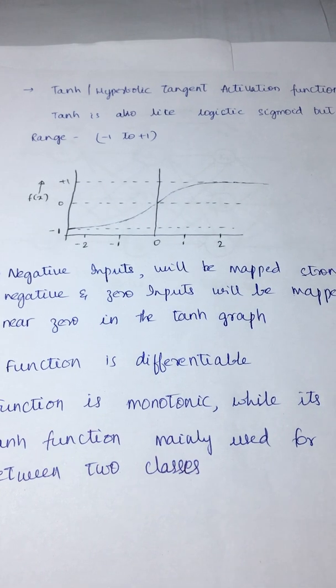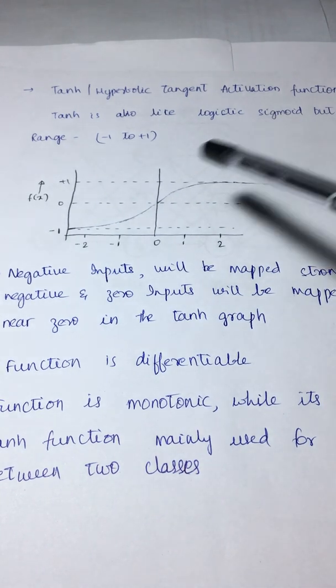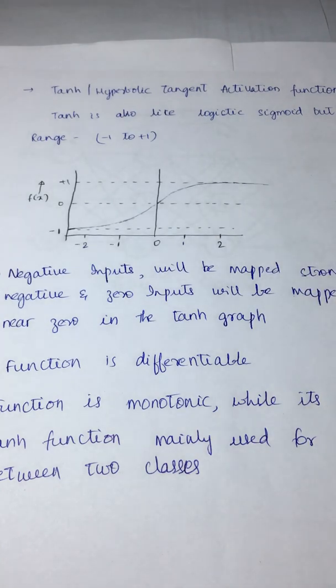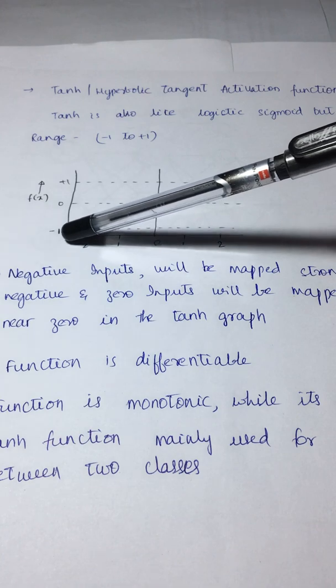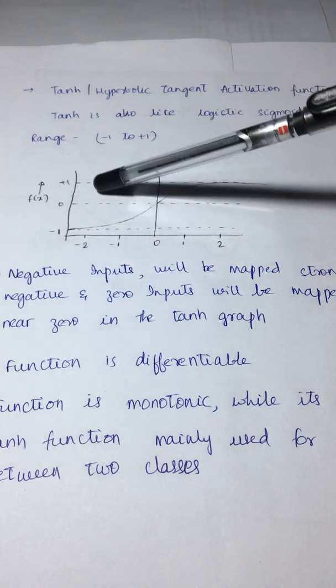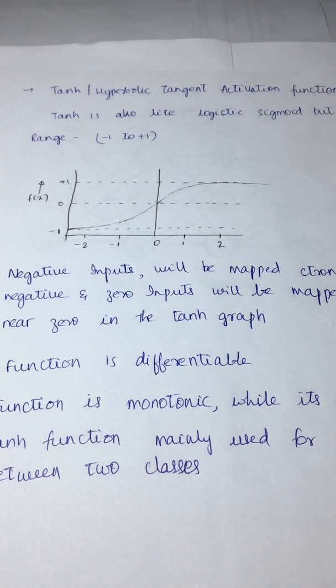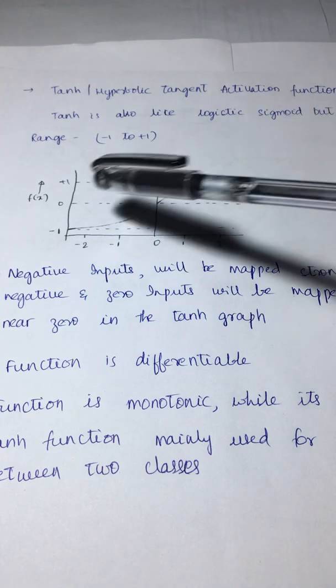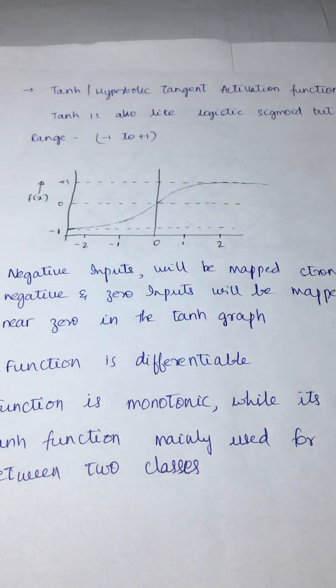As you can see over here, it also follows a profile very similar to your sigmoid function as well, but one major difference is your range. Your range is between -1 to +1, right? So negative inputs give you a negative value, and positive inputs end up giving you a positive value. The range of sigmoid was 0 to +1. The range of your tanh is -1 to +1.